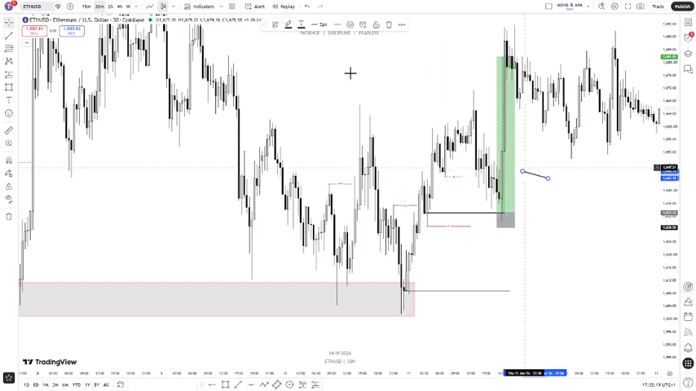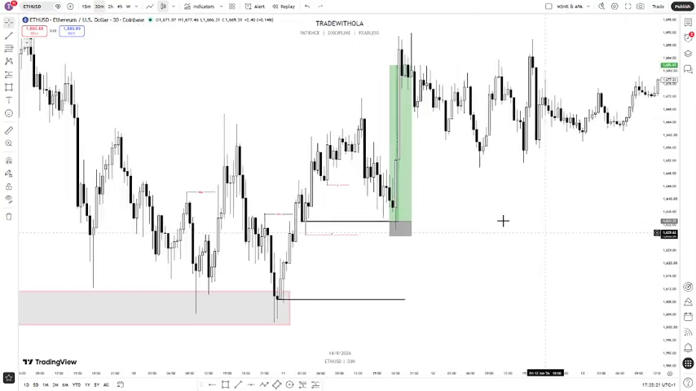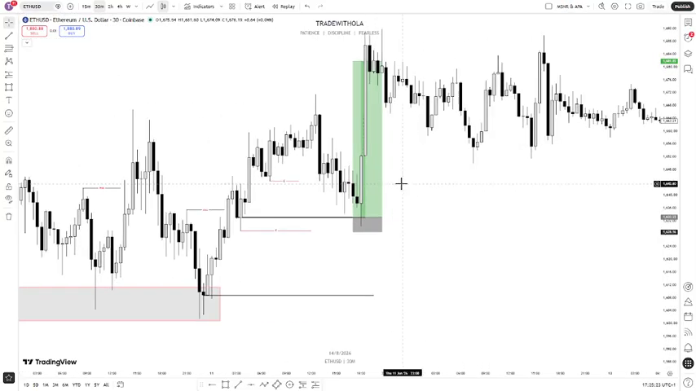So let me see how this trade would have worked out for me. For me, I would have waited to use this breaker block zone here. That would have been my entry zone. I can use this one too, though, but I would have loved to see an inducement, because I wouldn't have taken this trade without an inducement.